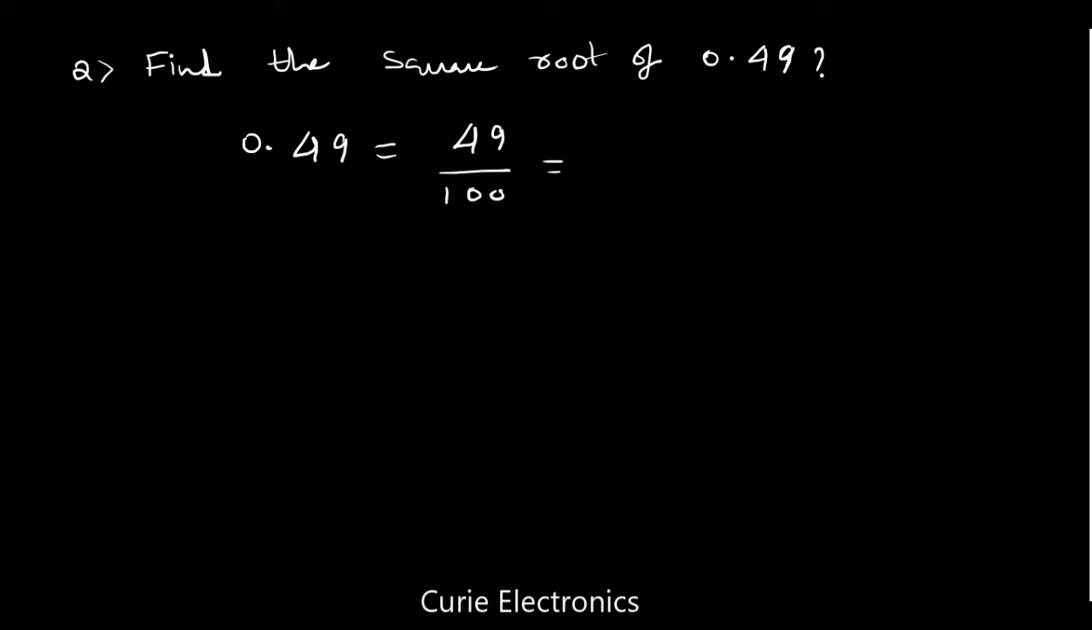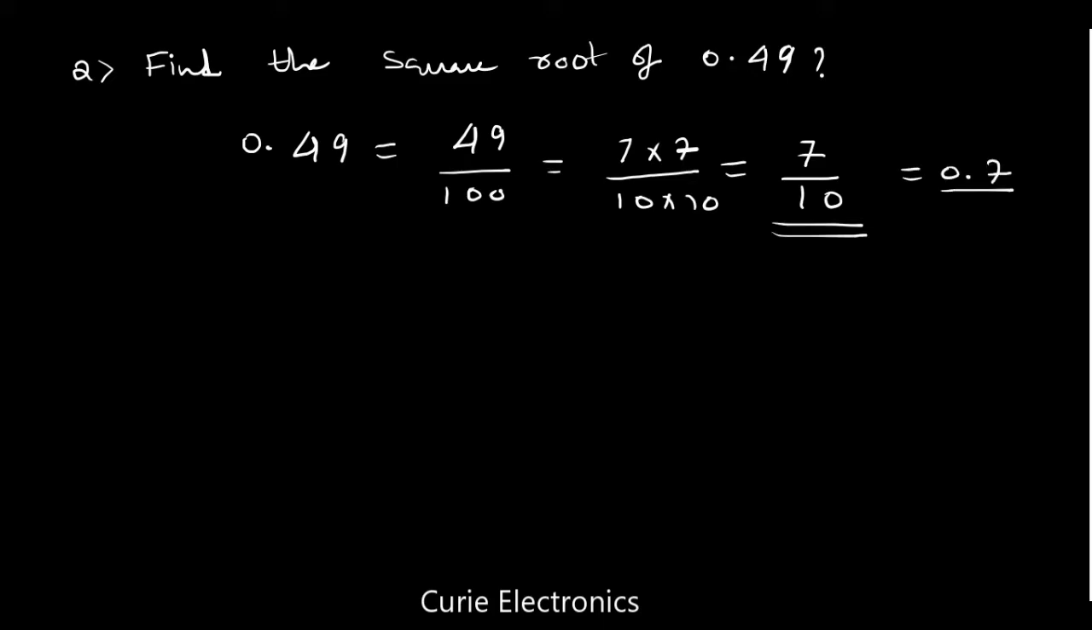Now, what is 49? 7 multiplied by 7 equals 49. What is 100? 10 multiplied by 10 equals 100. For each pair of numbers, we take one: the square root of 7 multiplied by 7 is 7. So the answer is 7 upon 10, which equals 0.7. See, when you take the square root, the number of digits after the point is reduced by half. The square has 2 digits after the point, the root has only one.